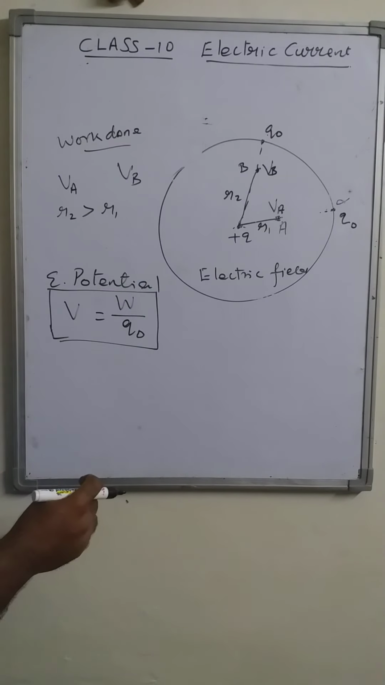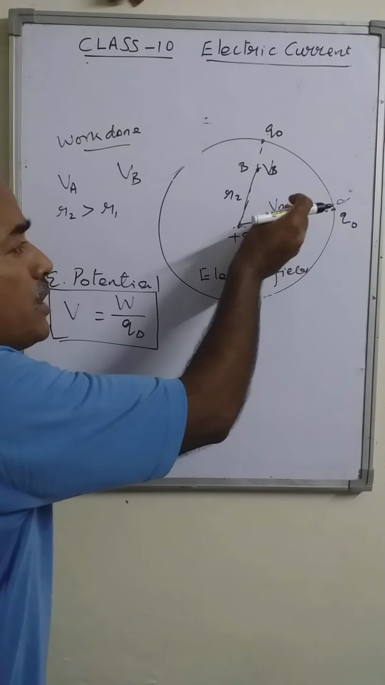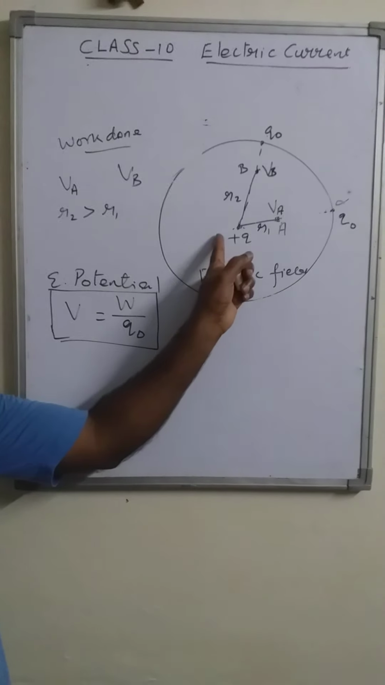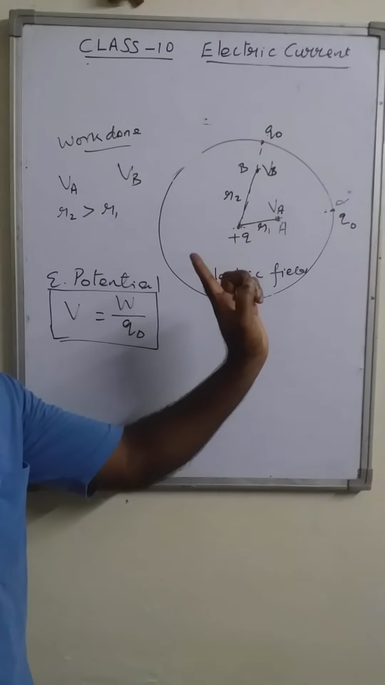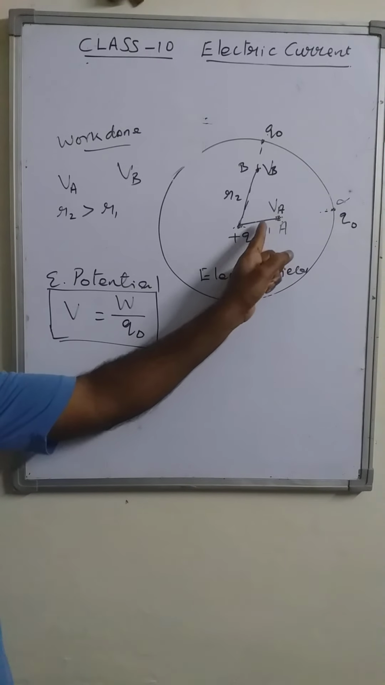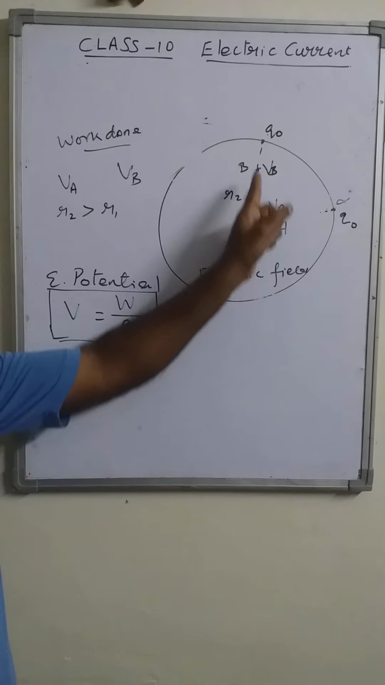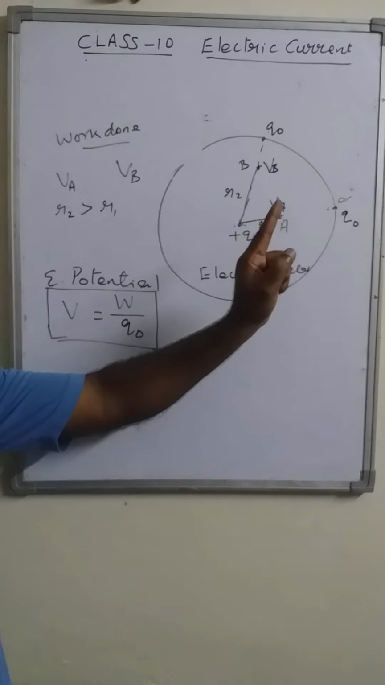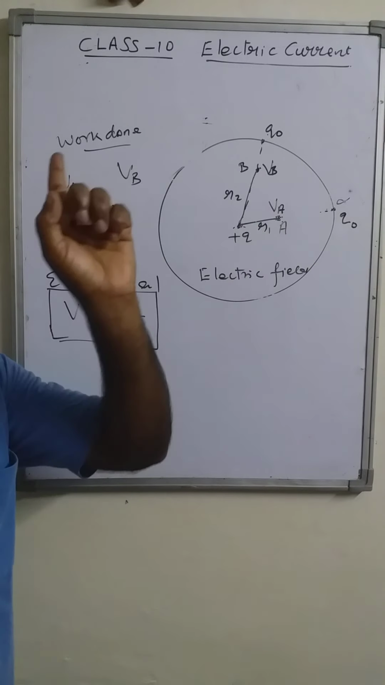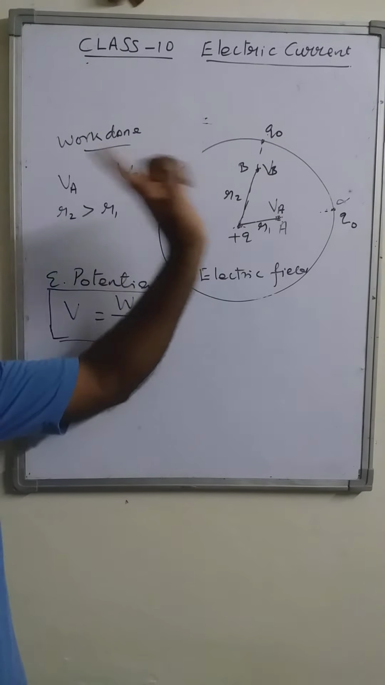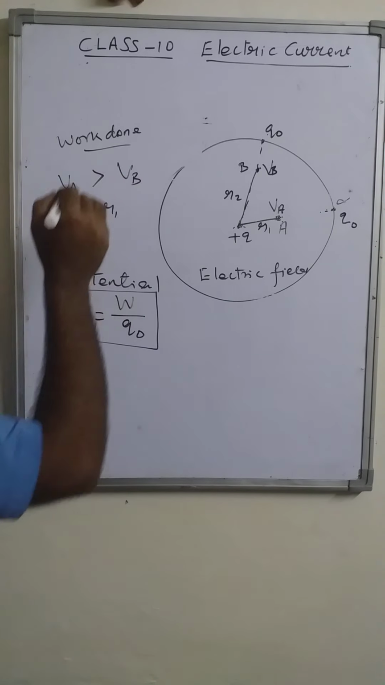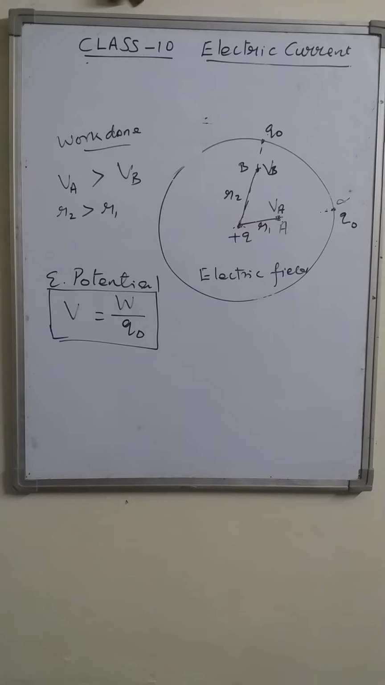So the more the unit positive charge is moved closer to the given charge, the more work is to be done. Here it is moved closer to Q than the other one. Therefore, the work done to bring the charge to point A is greater than the other work done. So we can say the potential at point A is greater than the potential at point B.